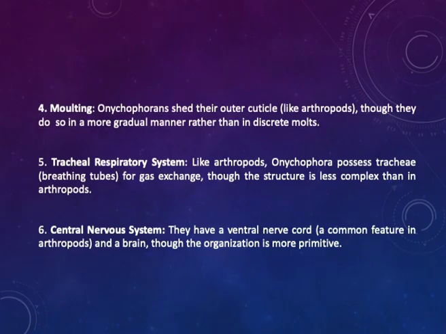Now coming to the nervous system, the central nervous system. They have a ventral nerve cord, a common feature in Arthropoda. Ventral nerve cord is also present in Arthropoda. The same feature we can see in this phylum also, and along with the ventral nerve cord there is a brain, though the organization is more primitive.